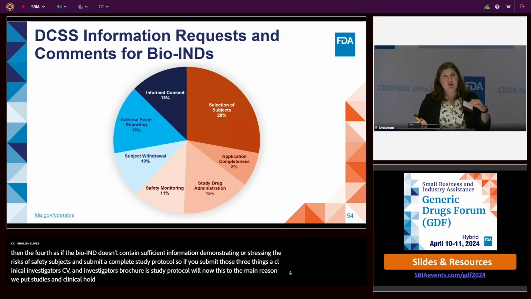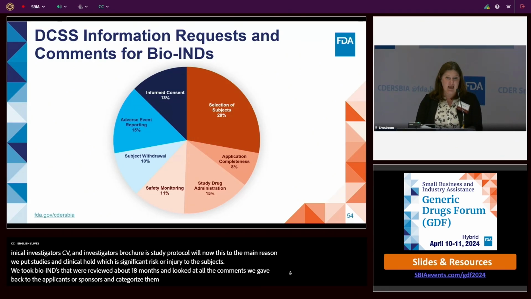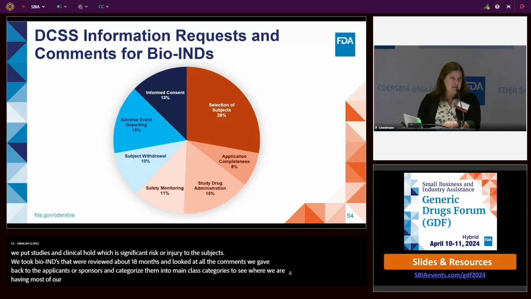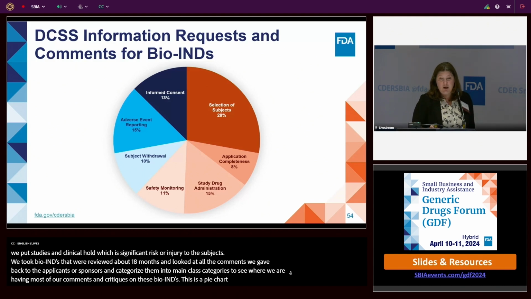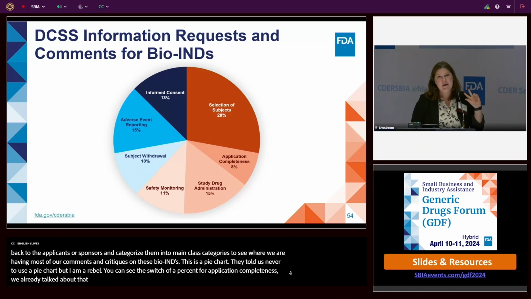We took Bio-INDs that have been reviewed over about 18 months and looked at all of the comments that we gave back to the applicants or sponsors and categorized them into main class categories to see where we are having most of our comments and critiques on these Bio-INDs. And this is a lovely pie chart, even though in my PhD they told us never to use a pie chart. I am a rebel. As you can see, this little wedge that's like 8% for application completeness, we already talked about that. That's where you submit the investigator's brochure, the complete protocol, the investigator CVs, boom, taken care of that one.